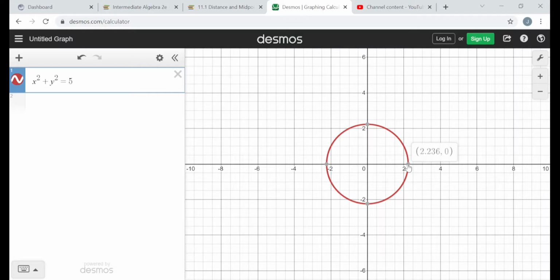That is the square root of 5 units to the right of the origin. Here's 0, positive 2.236, positive square root of 5. That's square root of 5 units above the origin. This is square root of 5 units to the left, this is square root of 5 units below, and then every other point should be the square root of 5 units away from the origin. Looks good.